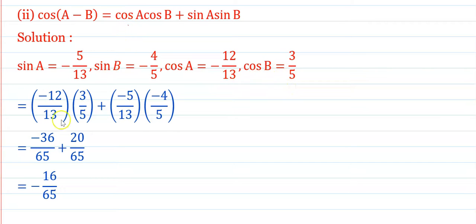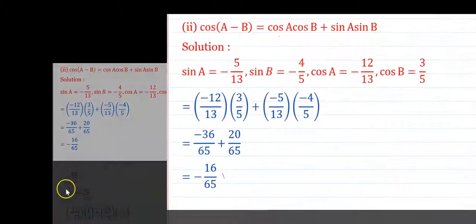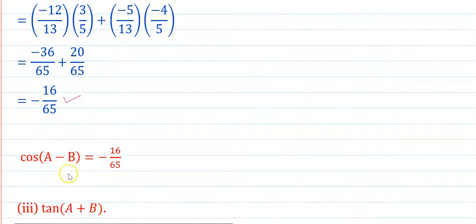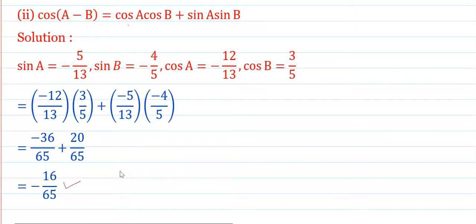Substitute the values. Cos A is minus 12 by 13, cos B is 3 by 5. Next, sin A is minus 5 by 13, and the last is sin B, minus 4 by 5. Their multiplication gives minus 36 upon 65 plus 20 upon 65, and hence you will get minus 16 upon 65, and this is the value of cos of A minus B, that is minus 16 upon 65. Okay, you can see it again.